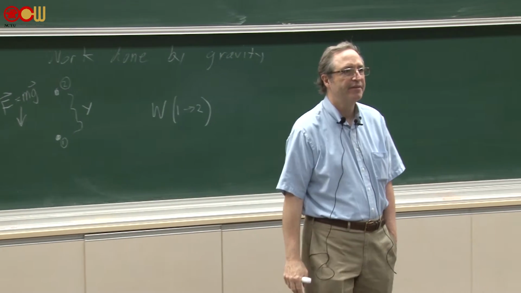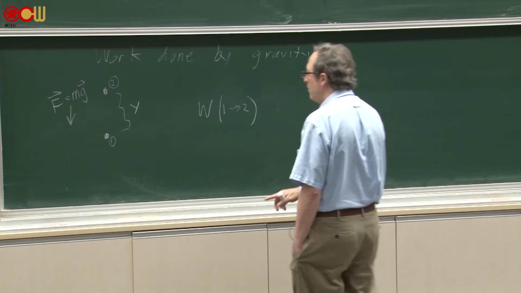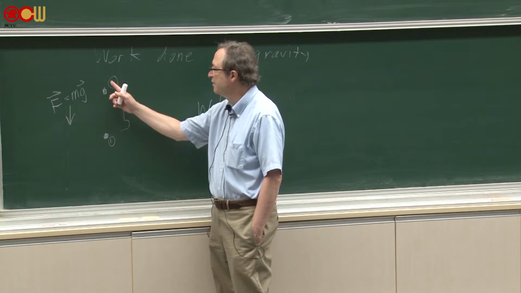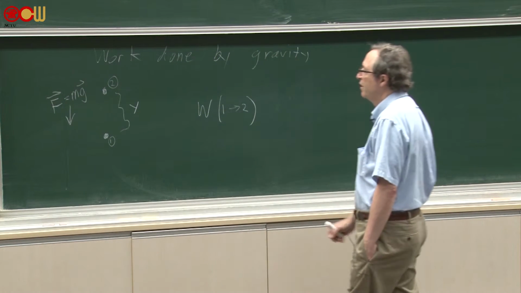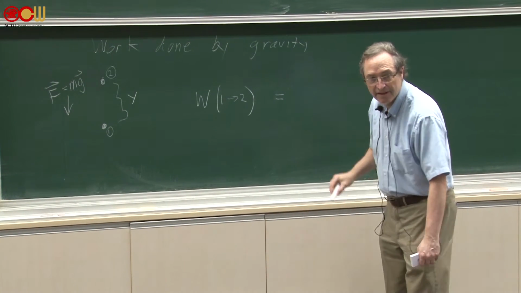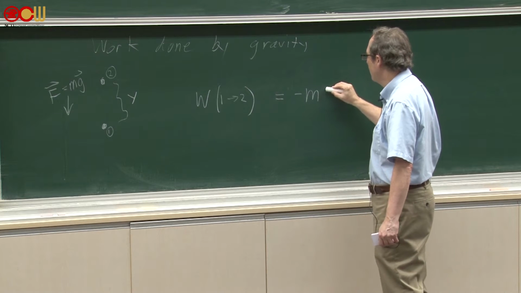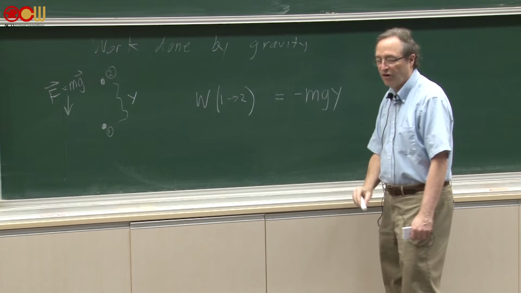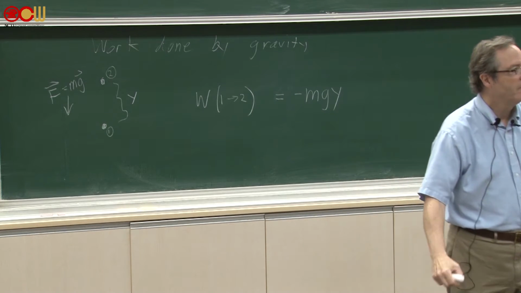What would that be? Say y is a positive number, and we're going from here to here. What is the work done? So what would it be? Minus mgy. Very good. Anybody object to that?